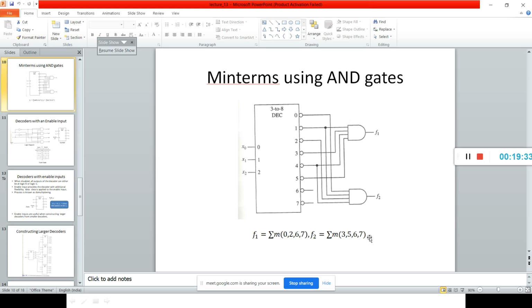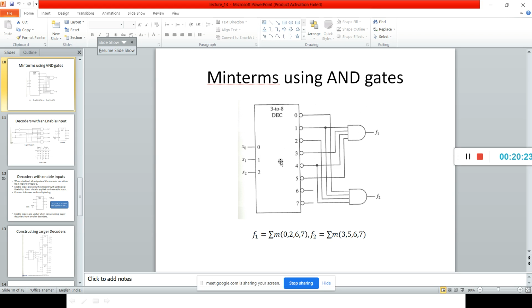And next we have 3, 5, 6, 7. How do we generate this? Similarly, this summation M can be generated by using these NAND gates. So here we have 0, 2, 6 and 7, and we have there F1, and here we have F2. Can you see, students, how we have implemented it? It is active low. So we can also realize the SOP using this active low decoder.